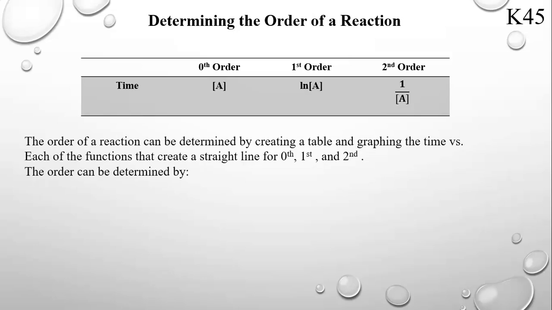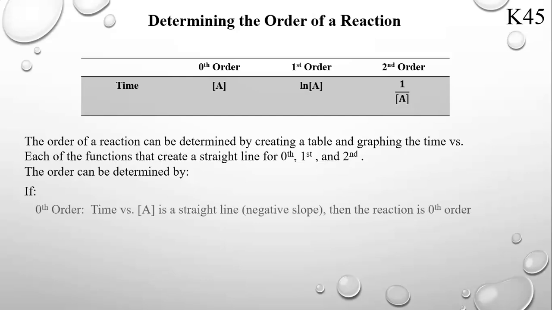Alright, so the order of a reaction can be determined by creating a table and graphing the time versus each of the functions that create a straight line for zeroth, first, and second order. So the order can be determined as follows. If it's zeroth order, the time versus the concentration is a straight line with a negative slope. In other words, concentration doesn't affect the speed of the reaction at all. It's just going to be a straight line with a negative slope, and that is a zeroth order reaction.